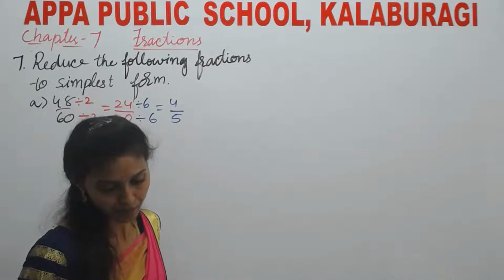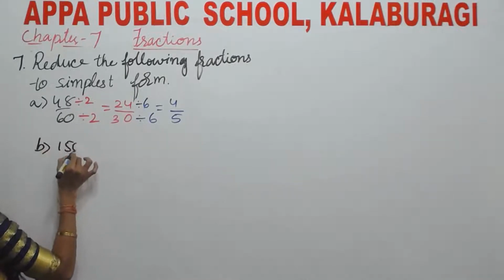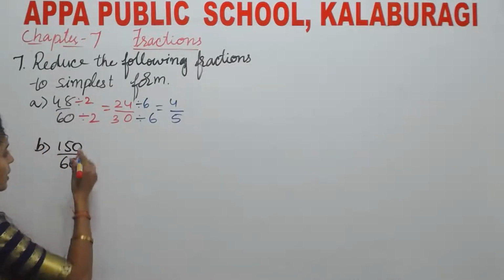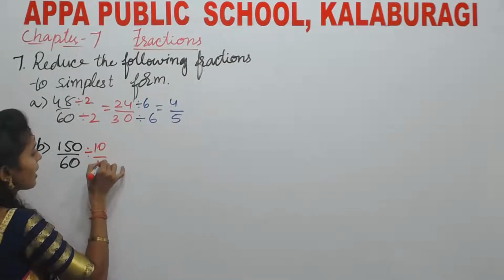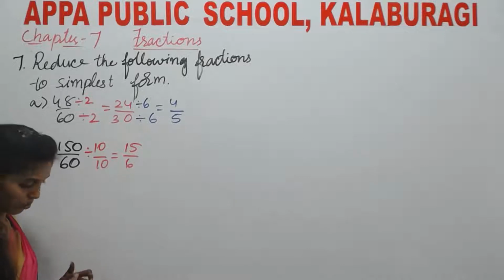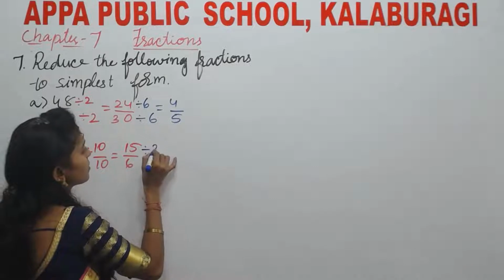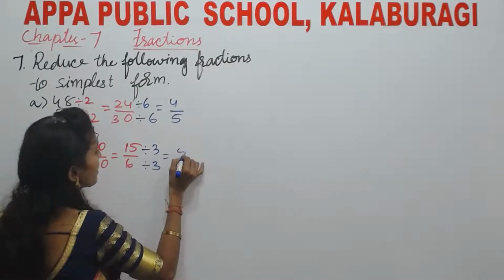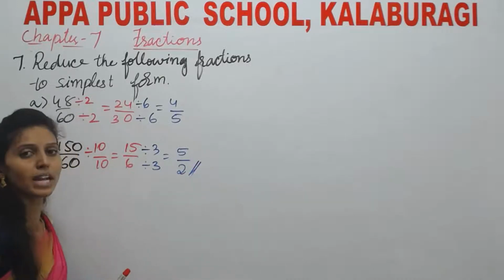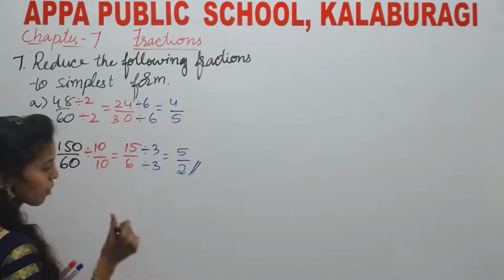Now next number: 150 by 60. Here, first I'll divide by 10 only, so I can cancel this 0. If I divide by 10, I'll get 15 by 6. Now these two are divisible by 3, right? 3 fives are 15, 3 twos are 6. This is the simplest form of this fraction. Okay? Next, C1, 84 by 98.